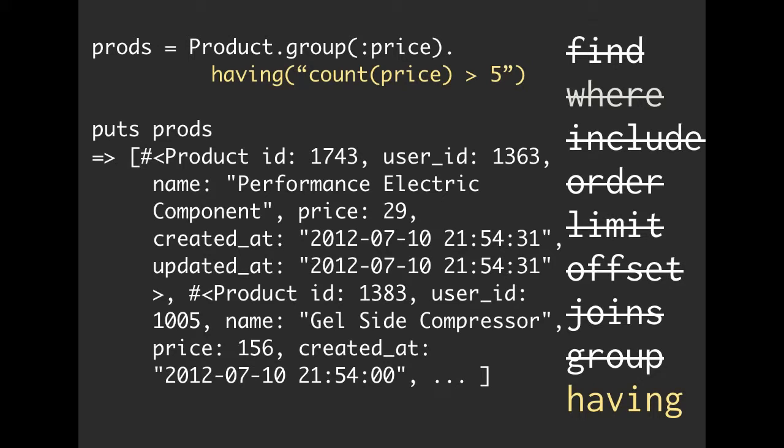So in our having clause, we can say having count, and then we put in the thing that we have just grouped by. So we group by price. That's going to be the number of prices. That's not counting, it's not adding up, it's not summing up the prices. It's just saying the number of prices. And then we are saying greater than 5. So all together, it's product.group price having a count of price greater than 5. And this is doing what we just described previously, where we are grabbing all of our products that have a similar price that there are 5 or more of.